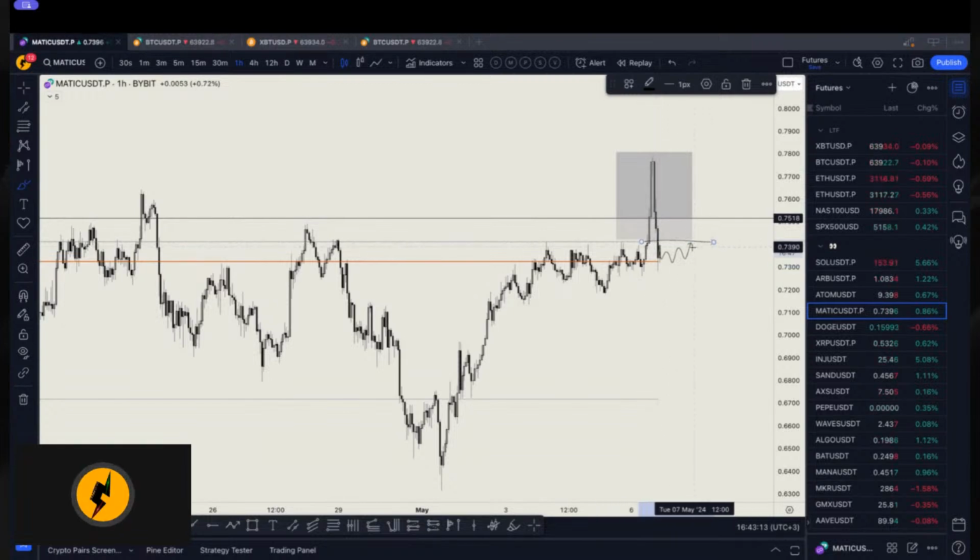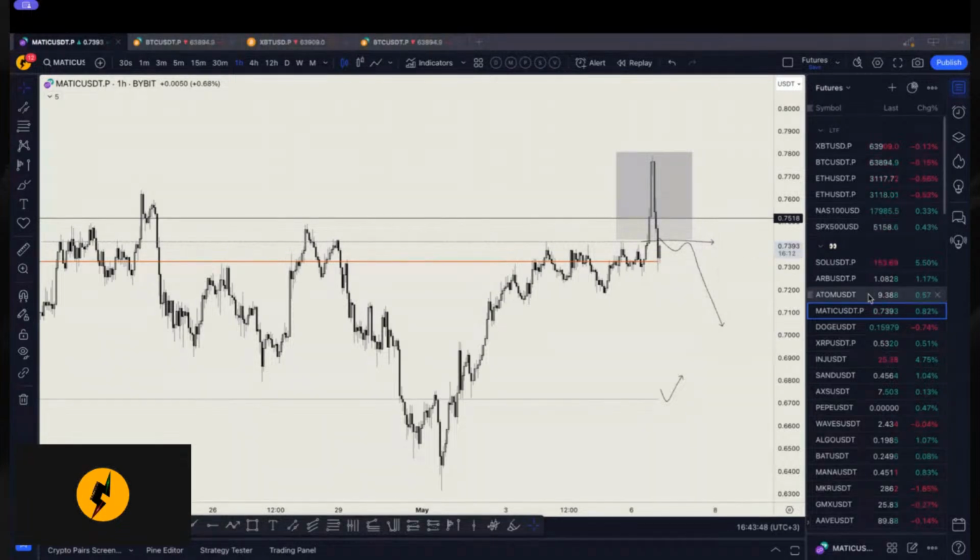But for now, especially this point of control is a little bit of a problem for shorters, right? But if we flip the point of control as well, I would expect all these gaps to fill out and maybe a retest of the range low. So something like this is definitely on the table for MATIC here.